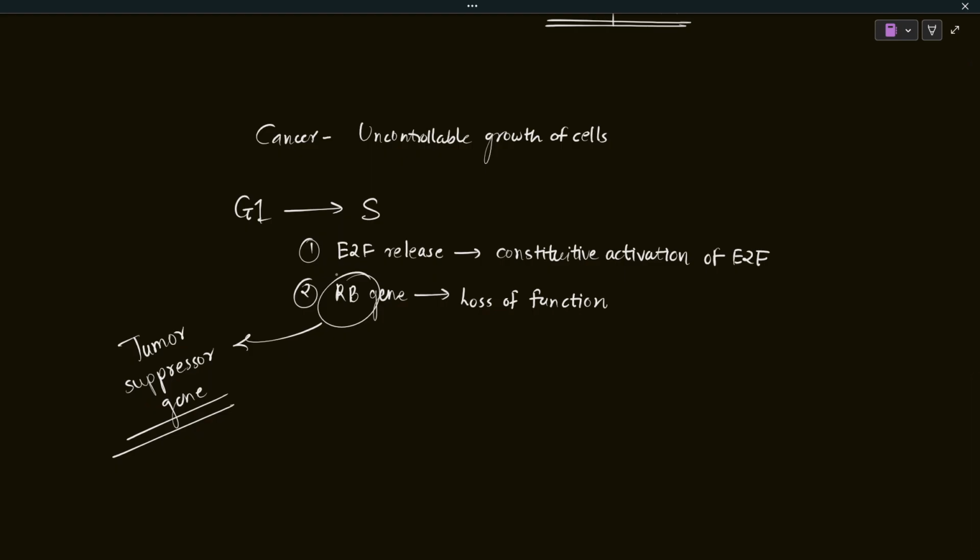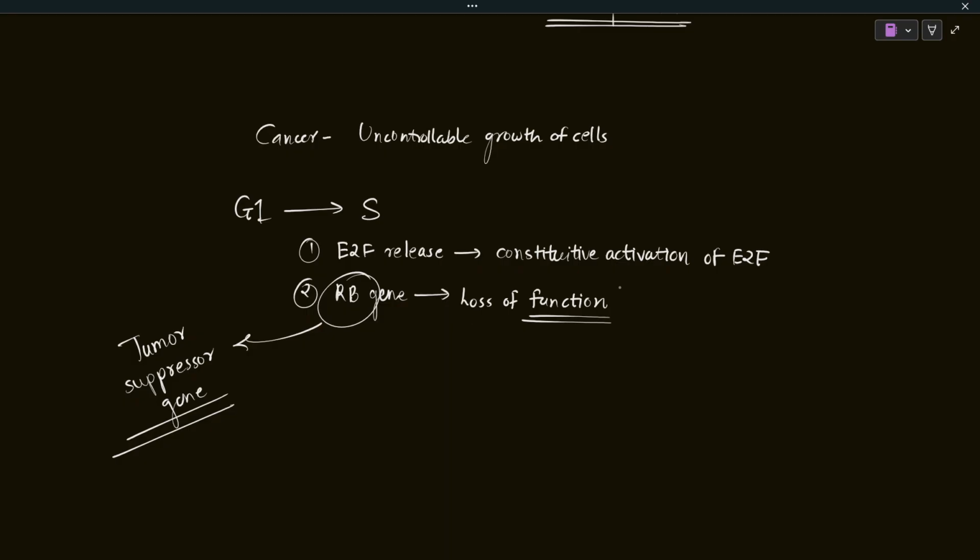So if the gene is absent, if there is no retinoblastoma, the E2F will always be activated. So E2F is always free and it is going to always transcribe the genes which are important for DNA replication. And the DNA replication will go on, which will lead to the uncontrollable proliferation, which in turn leads to cancer. So that is why the loss of function: either retinoblastoma protein is not produced due to the mutation in the RB gene, or even if it is produced, there is some defect in that protein itself, so that it cannot hold back E2F.